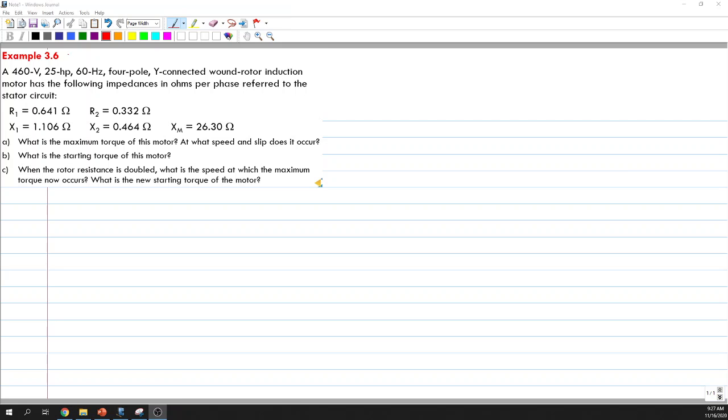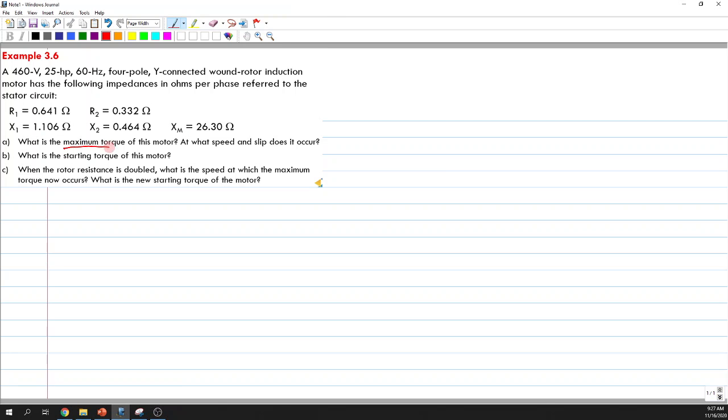Okay, so now we continue with Example 3.6. Look at the question. A 460 volt, 25 horsepower, 60 hertz, 4 pole, Y-connected, wound rotor induction motor has the following impedances in ohms per phase referred to the rotor circuit. These are the parameters R1, R2, X1, X2 and also XM. So the question is, what is the maximum torque?